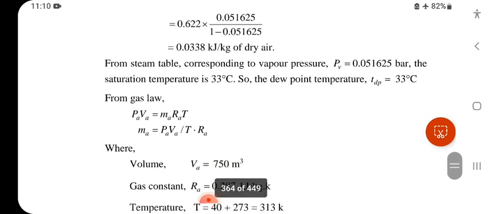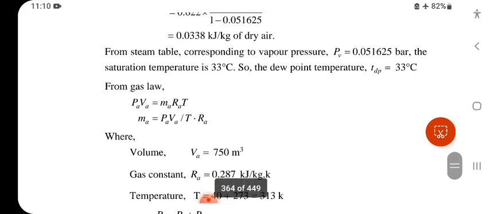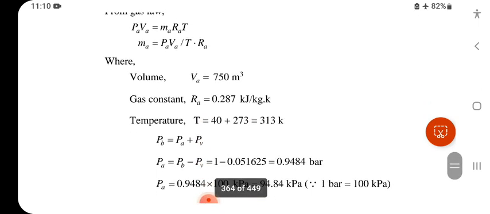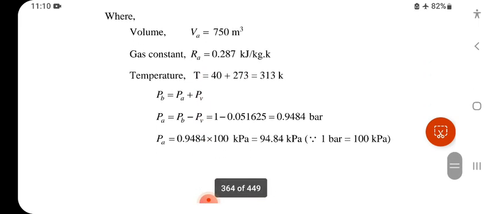Next, we take the gas law: PA VA equals MA RA into T. So, the mass of air equals PA VA divided by T into RA. Here we substitute all the values.